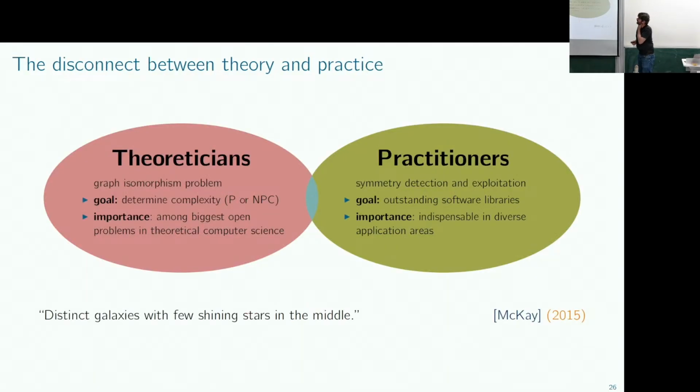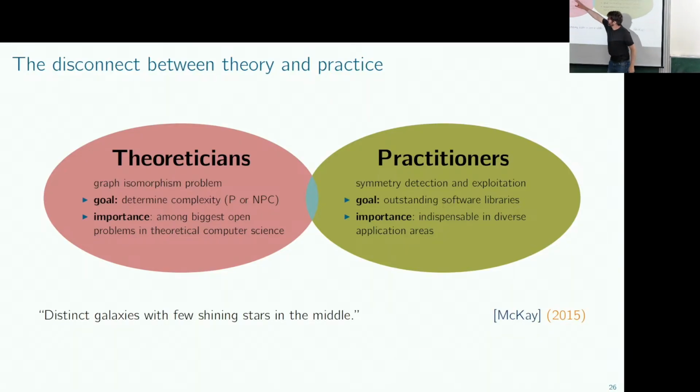All right, so in 2015 at the Dutch tool meeting, Brendan McKay said, well, we kind of have a problem. The theory and the practice of isomorphism detecting, isomorphism problems and symmetry detection is like distinct galaxies with a few shining stars in the middle. So he meant that there's a kind of a disconnect.